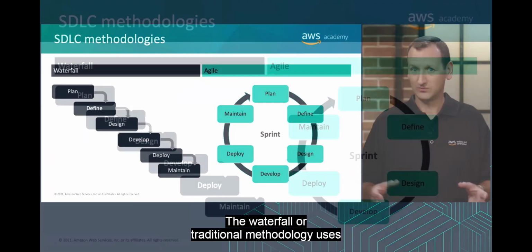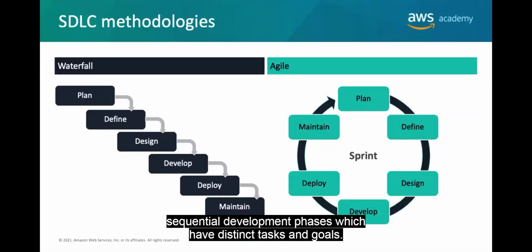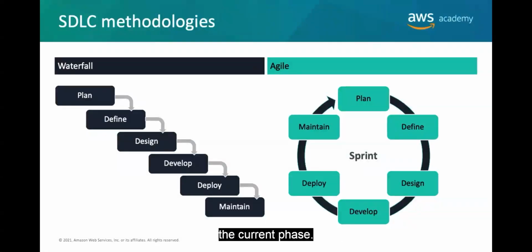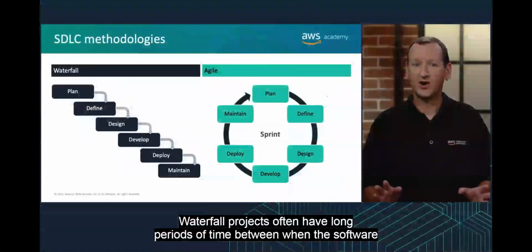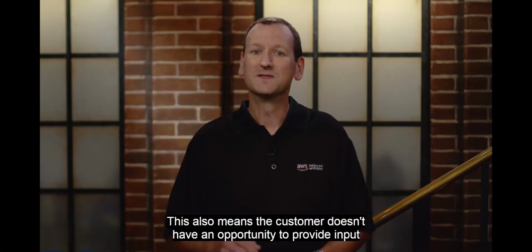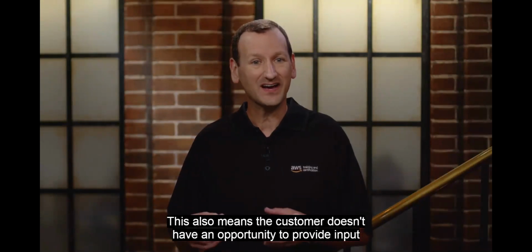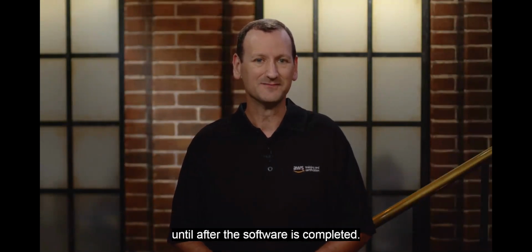The waterfall, or traditional methodology, uses sequential development phases, which have distinct tasks and goals. Work is passed to the next phase only after all tasks are completed in the current phase. Waterfall projects often have long periods of time between when the software is first planned and when it's deployed. This also means the customer doesn't have an opportunity to provide input until after the software is completed.